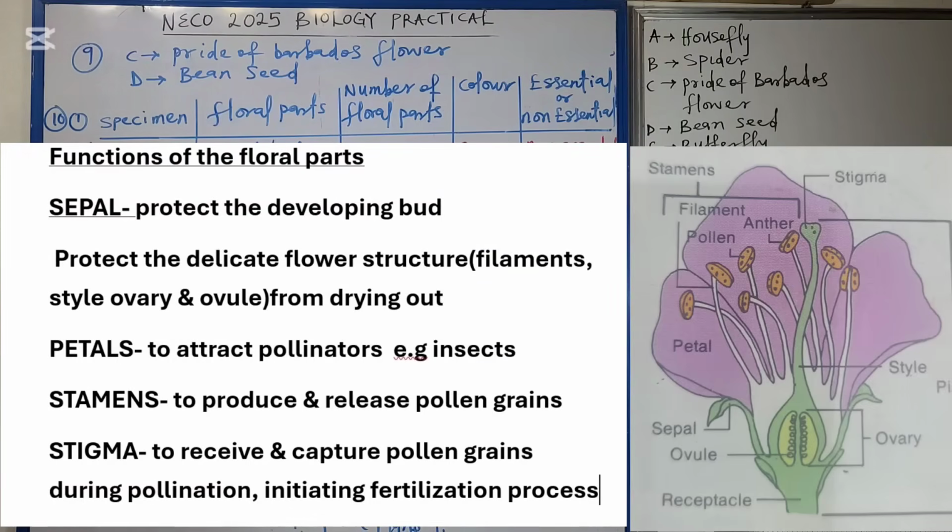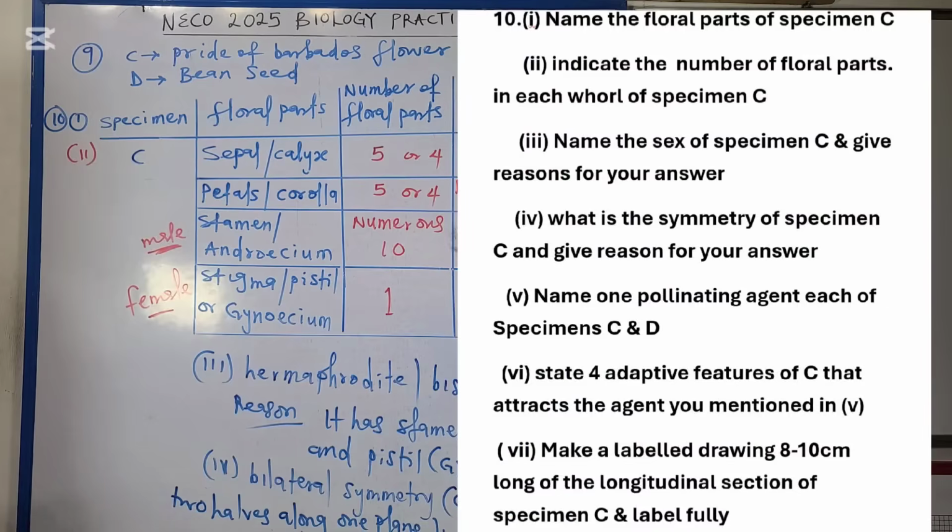It is to produce or release pollen grains. That's the male part of the flower, to produce and release pollen grains. Then the stigma is to receive and capture the pollen grains during pollination, thereby initiating fertilization. So we can be told to state the functions of the floral part.